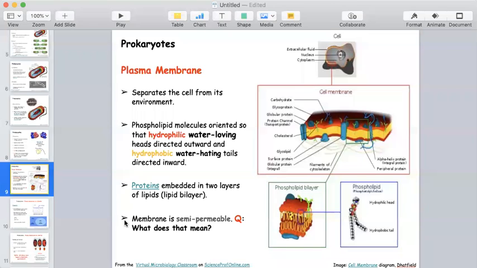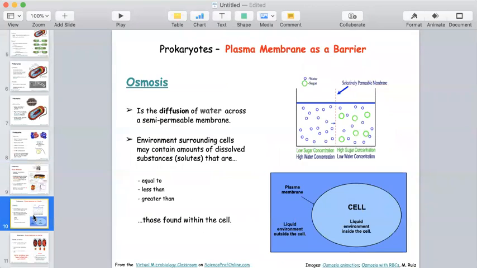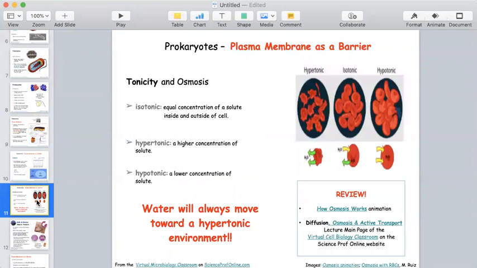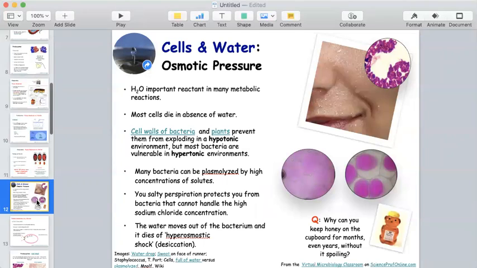Okay, so we talked about some mechanisms of getting things across that membrane. We talked about diffusion, osmosis, endocytosis, exocytosis. Those types of mechanisms are going to be necessary because this is a semi-permeable barrier. We talked about osmosis, which is basically a form of diffusion where water molecules can easily move across that membrane.